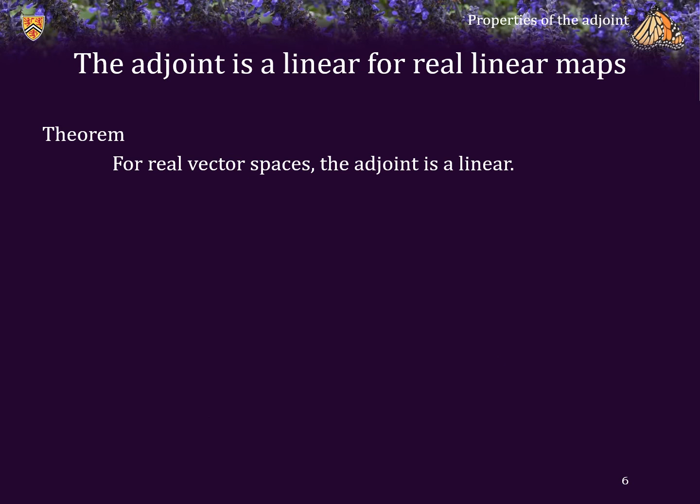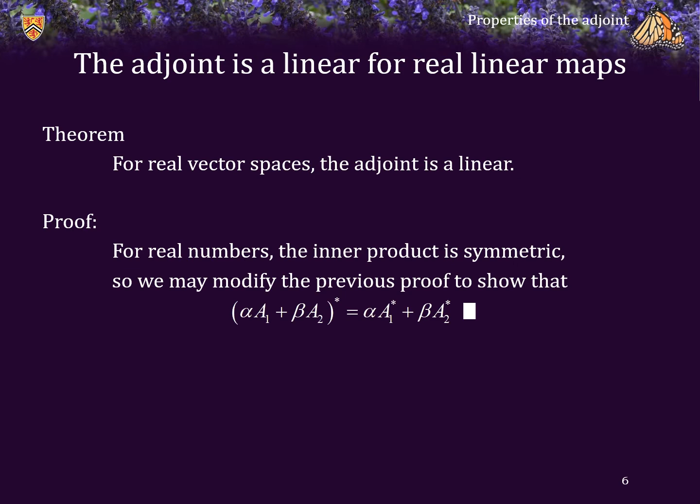For real vector spaces, the adjoint is linear. Proof. Well, for real numbers, the inner product is symmetric, and thus we may modify the previous proof to show that the adjoint of a linear combination of linear maps is equal to that same linear combination of the adjoints of those linear maps.